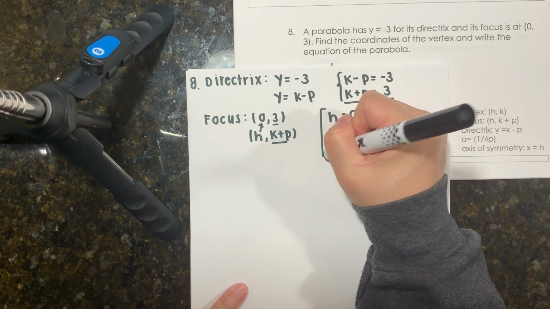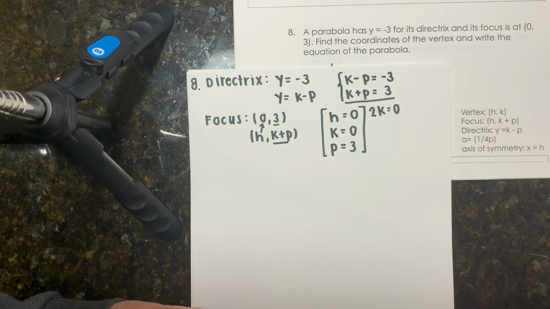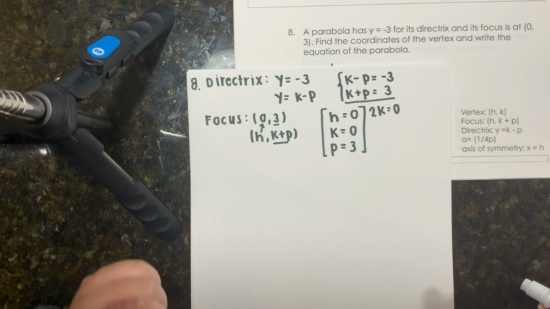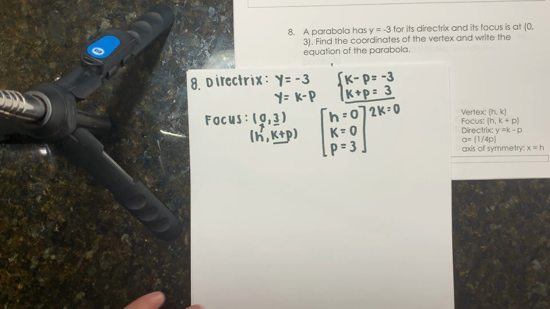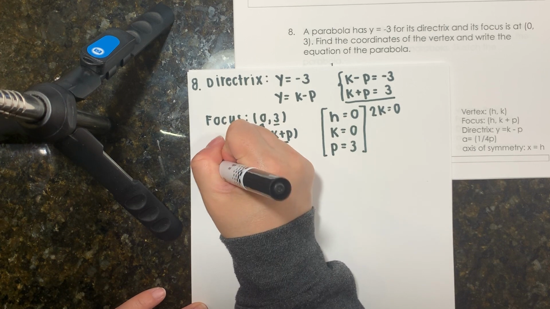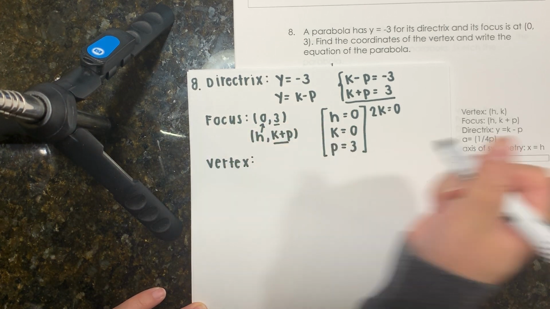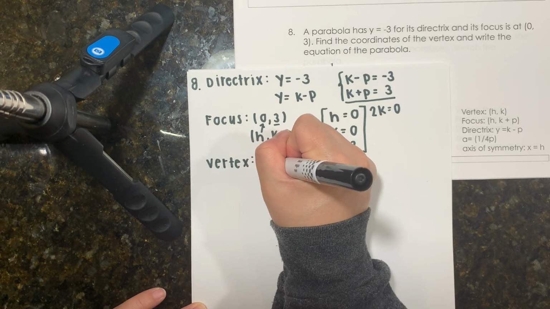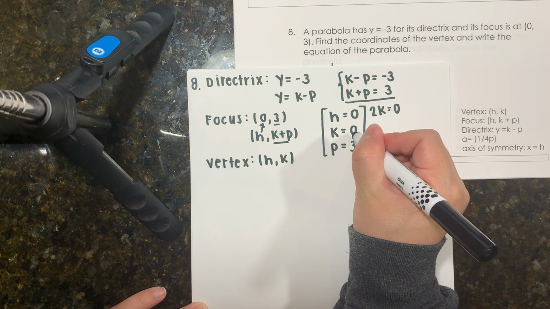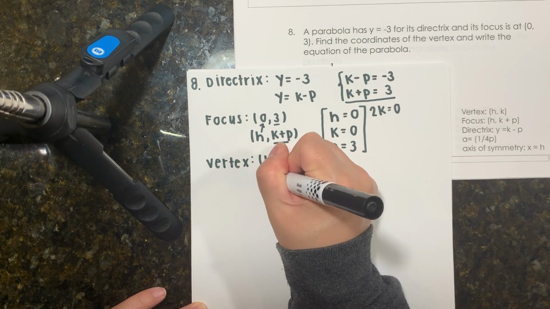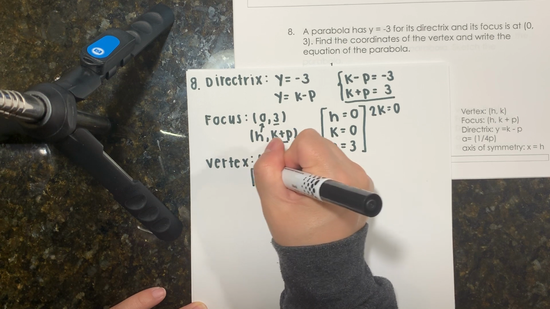So all of these things here are my chart for how I'm going to solve for the coordinate of the vertex and the equation of the parabola. So for the vertex, the variables that they give, I know, are h comma k. Well, what are my h and my k? My h is 0 and my k is 0, so that means my vertex is going to be at 0, 0. It's one of my answers.